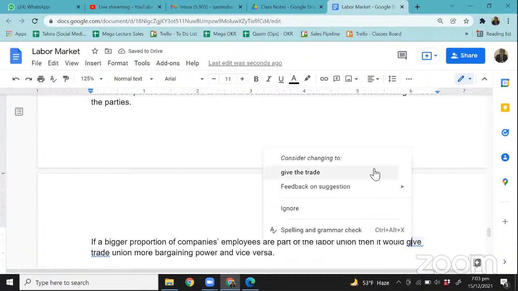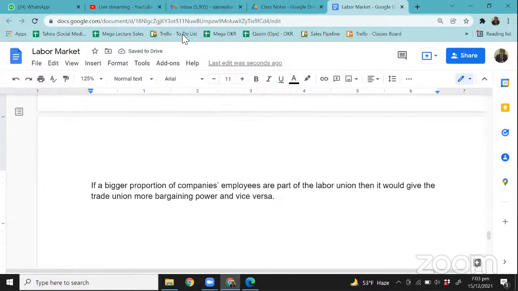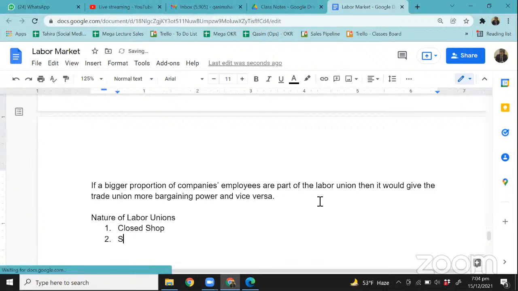Then it would give the trade union more bargaining power and vice versa. Okay. Now, in some cases, there are two options, right? So if you talk about the nature of trade unions, you will see that there are two types of trade unions that exist. One is known as closed shop, right? Again, this might be a new word for you. So one is known as closed shop and the other one is known as open shop, right? So what is the difference between closed shop and open shop?